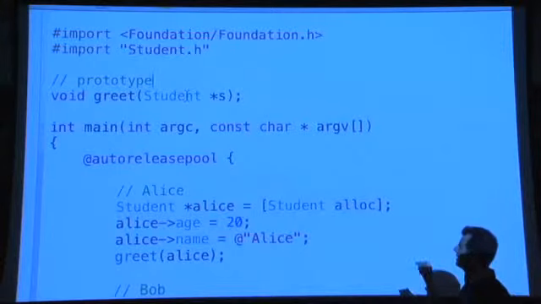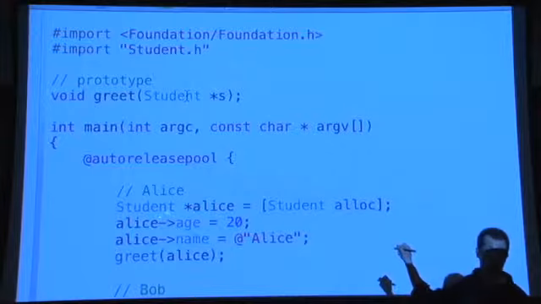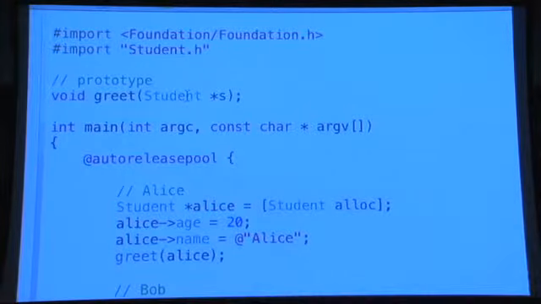So Alice here has been declared as a variable of type Student star. So this is going to be the address of a student object. Well, what am I going to put in that pointer? What value? I want to put the address of an actual student object. So how do I get a student object?